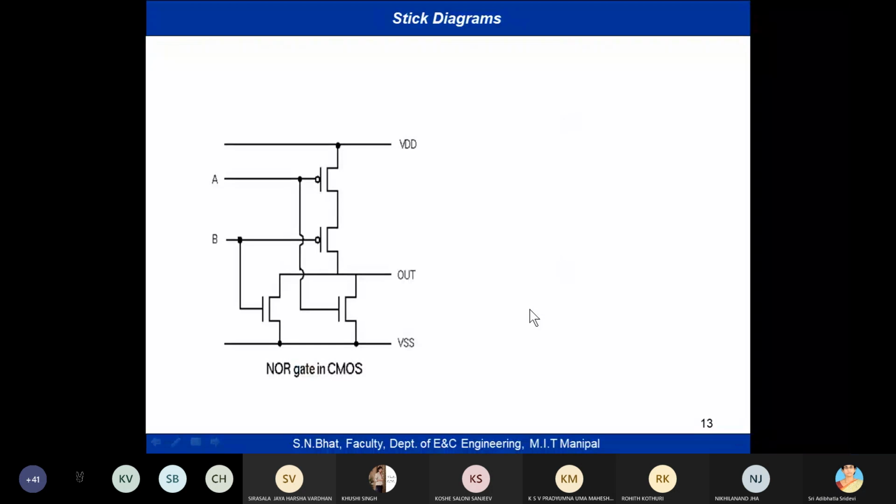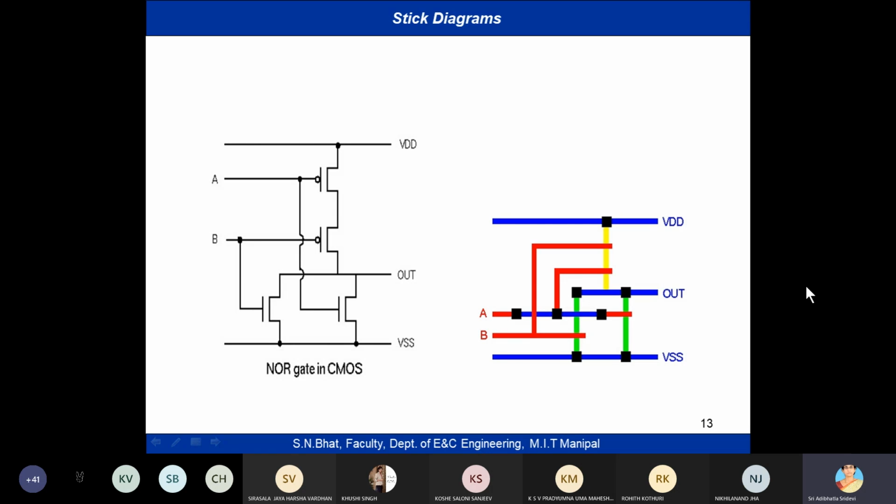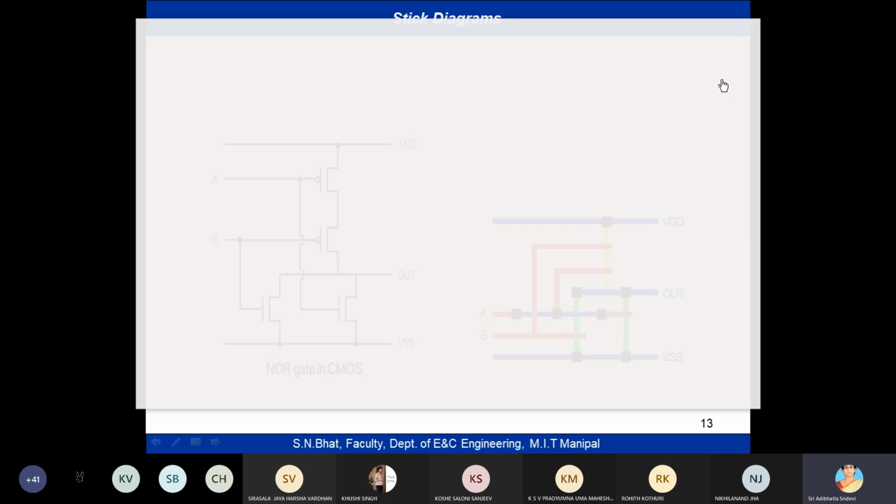Then, for example, this is a NOR gate, right? We know this gate. See here, this is the stick diagram for a 2-input NOR gate. I will show you how it has been drawn. If you observe this, you can understand the difficulty in drawing these types of things.